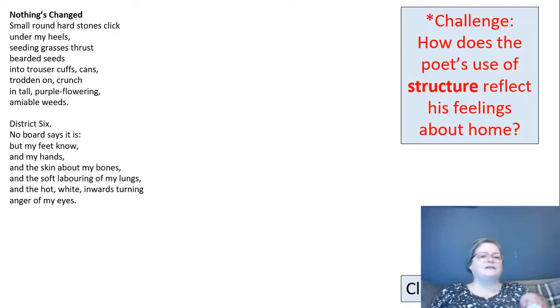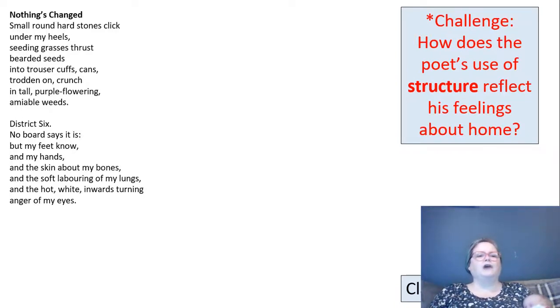So the first thing that stands out to me is you've got that repetition, okay, of 'my' and 'the', so it's not just something they're aware of, but every bit of their body and mind is aware of this. And they talk about that in some really almost intimate ways of talking about their body, okay, so it's the skin about my bones, it's the labouring of my lungs, and the anger of my eyes. So it's not just, oh yeah, I recognise this place, it's actually, the word for it is visceral, okay, which means to do with the insides of your body, something deeply felt in your intestines kind of thing. So it's a visceral description.